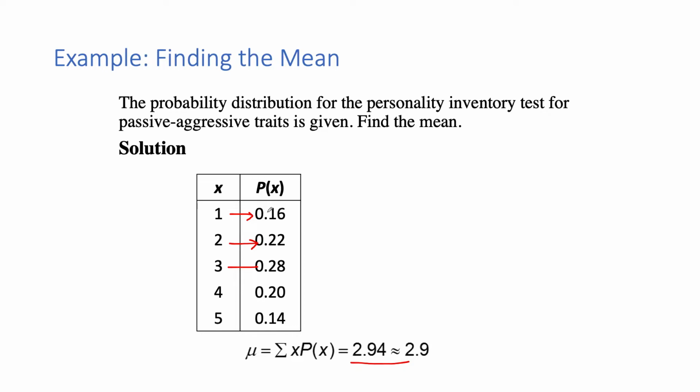Okay, so that's how I find the mean for a probability distribution, right? I take each value, multiply it by its probability, and then I add up all the products. That's what the notation here says. Take each value, multiply it by its probability, and add up all those products together, and that tells me the mean of this probability distribution.